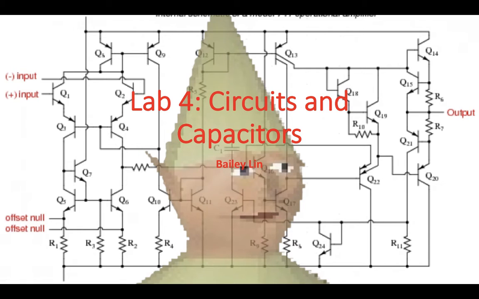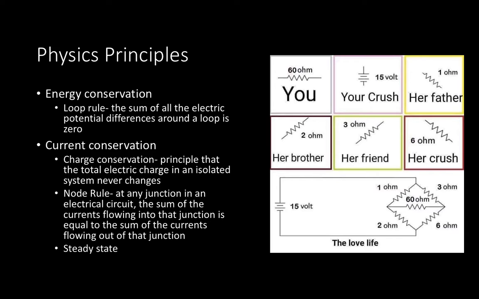It's Bailey, and this is Lab 4, Circuits and Capacitors. In this lab, our main physics principles are energy conservation and current conservation, and there are some other little guys in there that we also need to focus on. So, we have the loop rule, which is the sum of all the electric potential differences around a loop being equal to zero. Basically, you have a loop, and when you add everything up, it should add to zero.